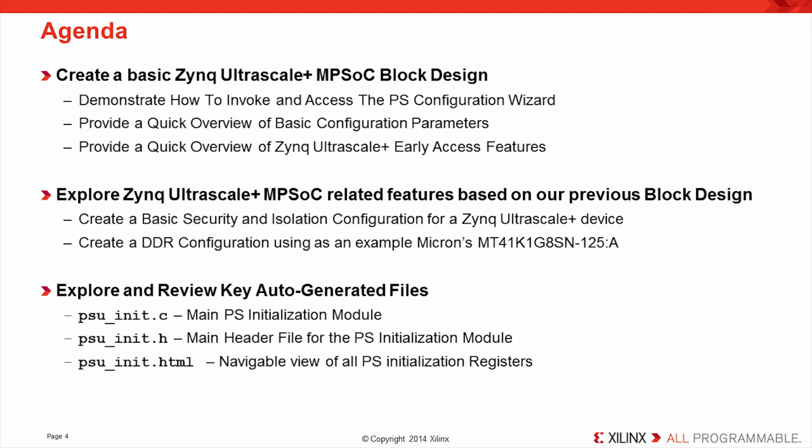In particular, we will demonstrate how to set security policies leveraging the security configuration page of the PS configuration wizard. We will also demonstrate how to capture a DDR configuration using as an example Micron's DDR3 8GB device. On completing our configuration, we will show you how to locate and review some of the key auto-generated files which are used to kickstart your software development projects.